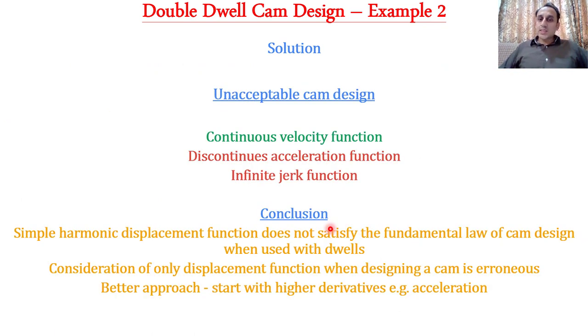So this is an unacceptable cam design, because we need three conditions to be fulfilled for a cam design to be acceptable. Number one, the velocity function should be continuous. This condition is fulfilled in this cam design, that's good. Number two, the acceleration function should be continuous. This condition is not fulfilled, so that's why the cam design is unacceptable.